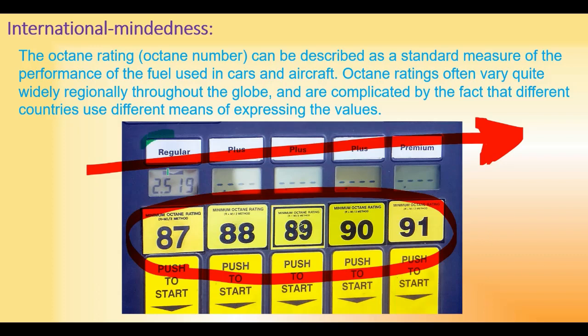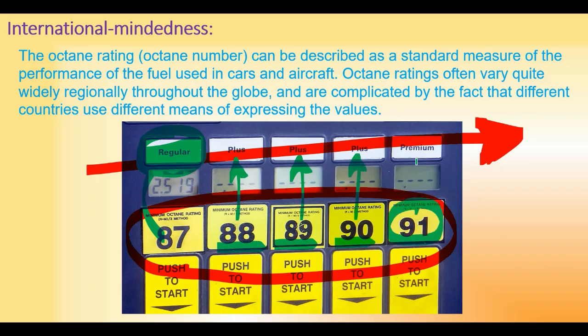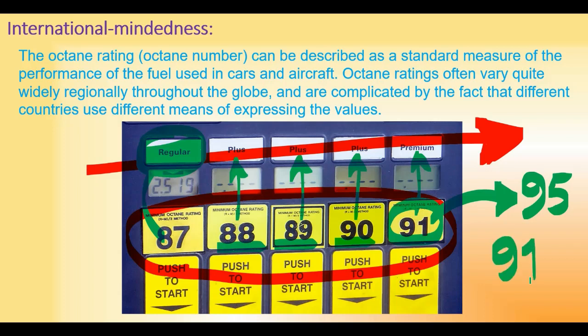As even the name suggests, 87 is regular, 88, 89 and 90 are different levels of plus, and 91 is premium. Have you seen any octane number greater than 91, like 95, in your surroundings? Some countries have a very small range of octane available at different gasoline stations. For example, in the Middle East, we can only see 91 and 95.